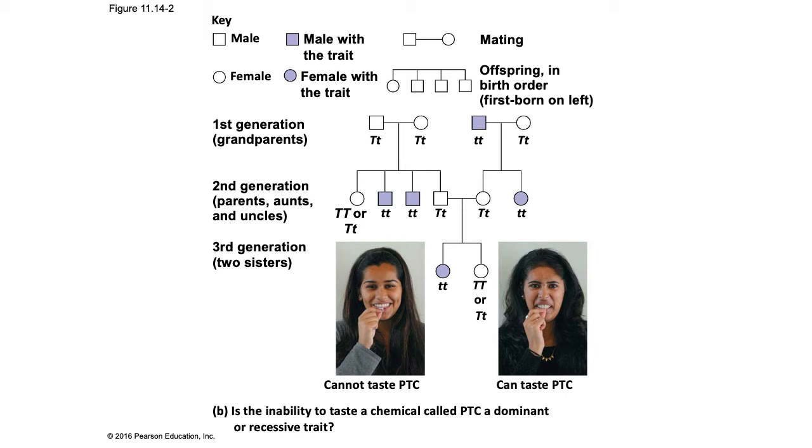Again, you can look at the different individuals in the family tree and determine whether or not they would be able to taste PTC. If we had been given the family tree for the widow's peak or the ability to taste PTC, we actually would have been able to figure out if these traits were recessive or dominant without knowing the genotypes of each individual. We're not going to get into that too much for this class, but I just wanted to mention that that is something that pedigrees can be used for.